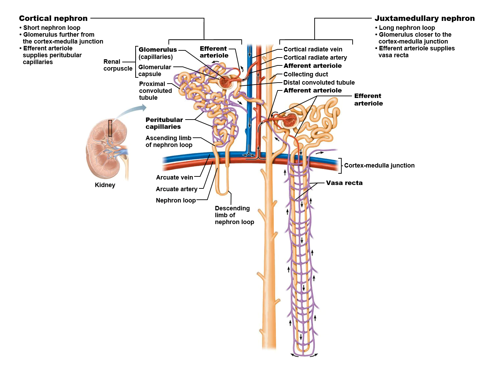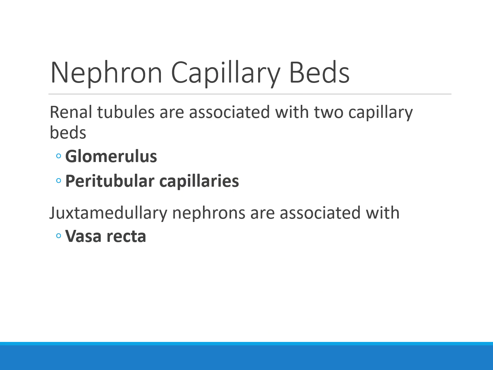The one over on the right is a juxtamedullary nephron, and notice how long that one is. The purple structure you see on the outside of it is called the vasa recta, which is another form of a capillary bed, and that's the one that's pulling all of that extra water off and returning it to the blood supply, and thereby producing very concentrated urine.